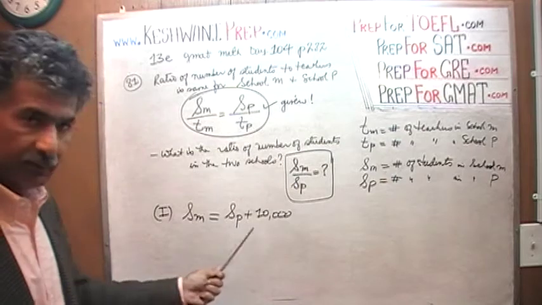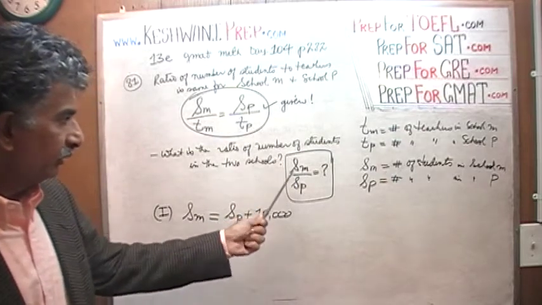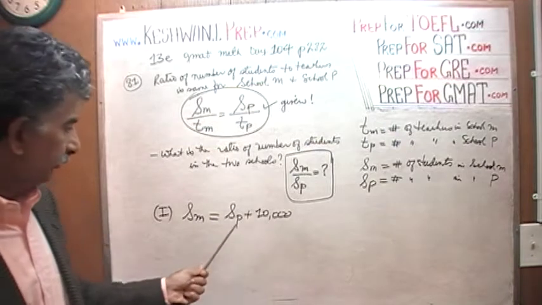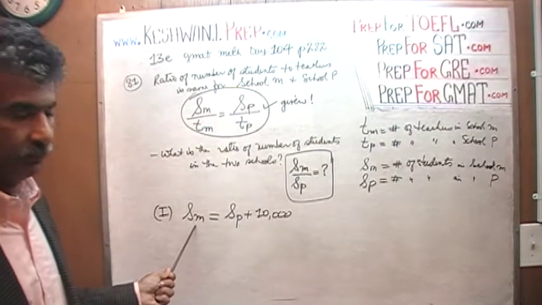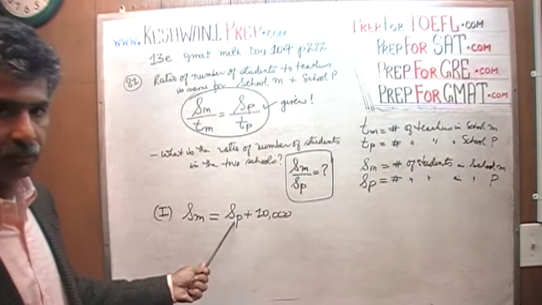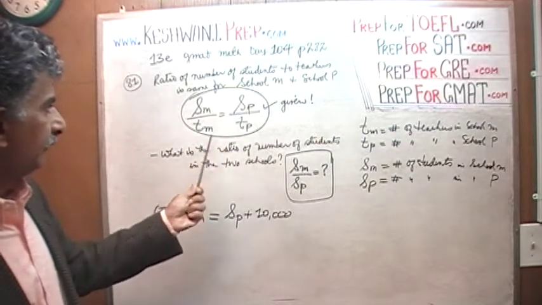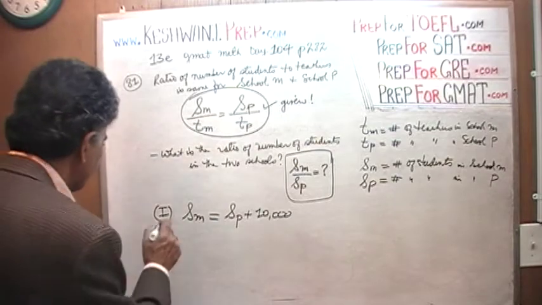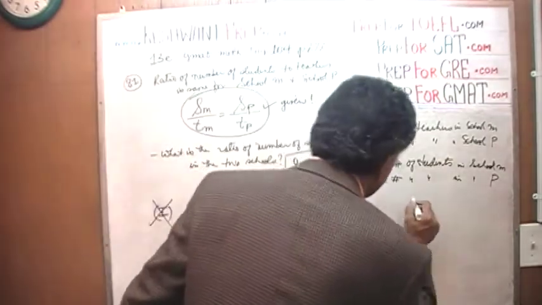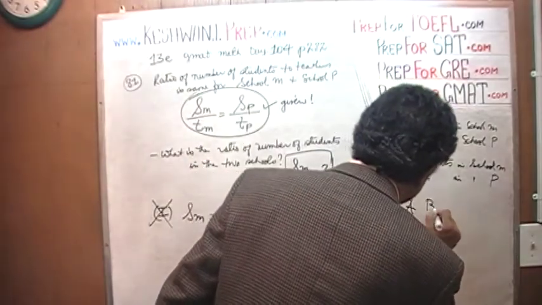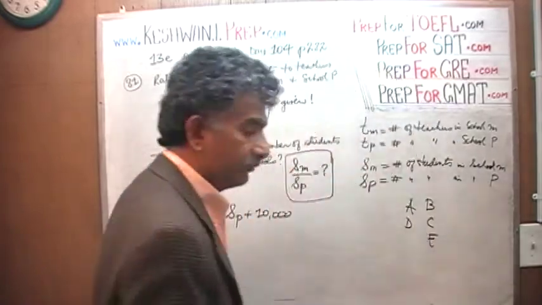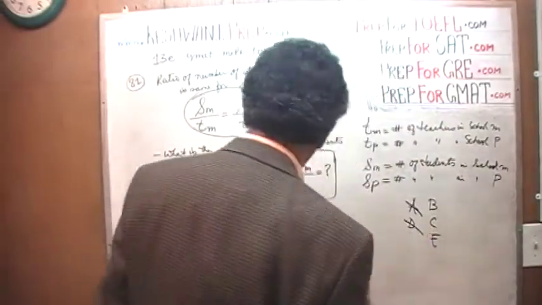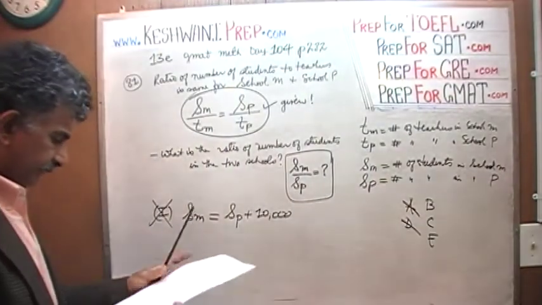Now, is that enough for us to be able to tell what the ratio of students is in the two schools? Obviously not, because we do not know the number of students in school M, we do not know the number of students in school P, and knowing the ratio of students to teachers here is not going to help us much. The first statement is not enough. A, D, B, C, E. Since the first statement by itself does not do the job, the answer cannot be A or D. Let's look at the second statement.